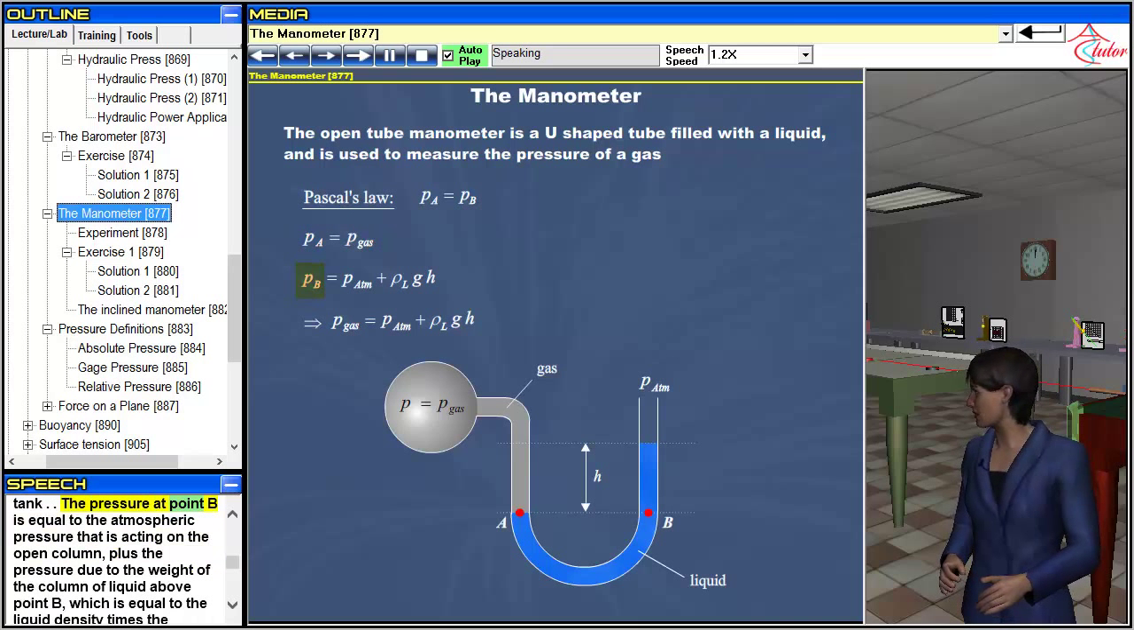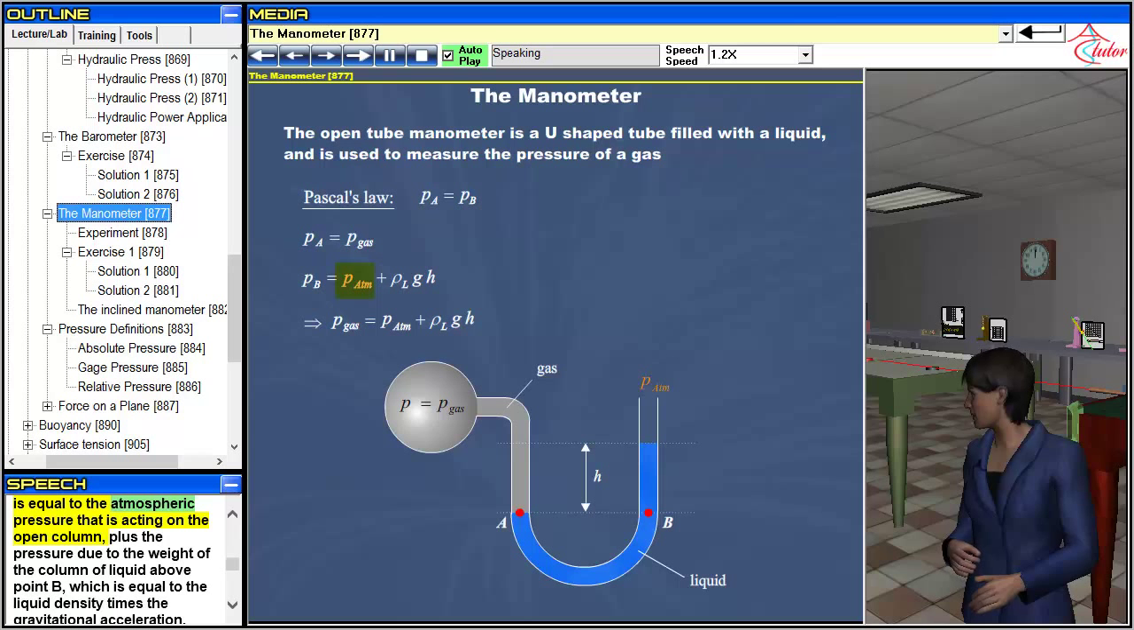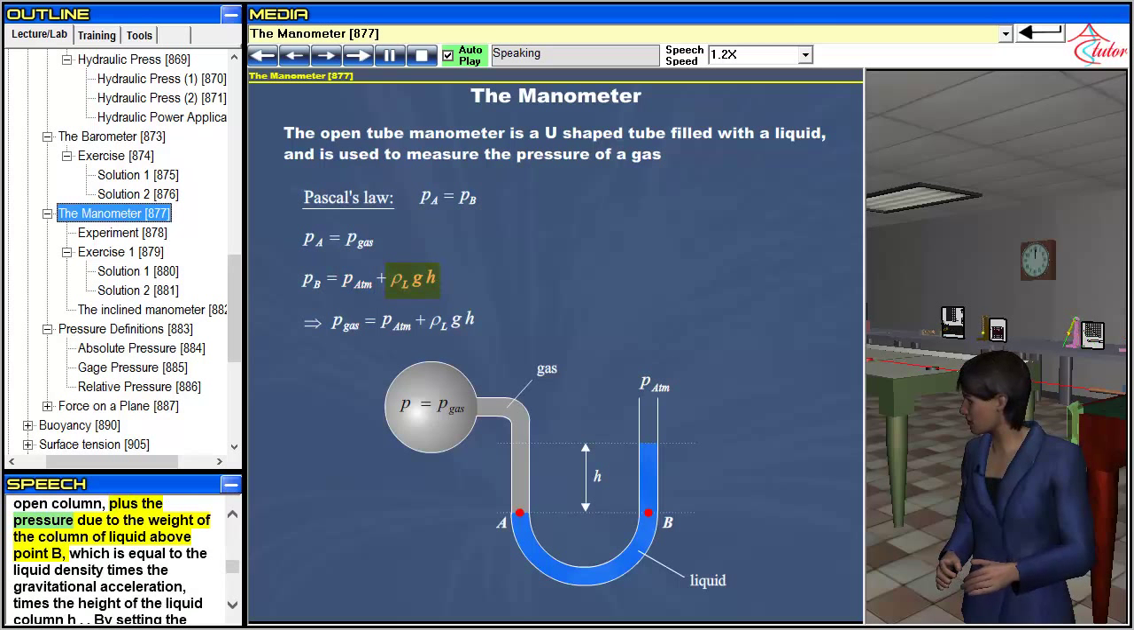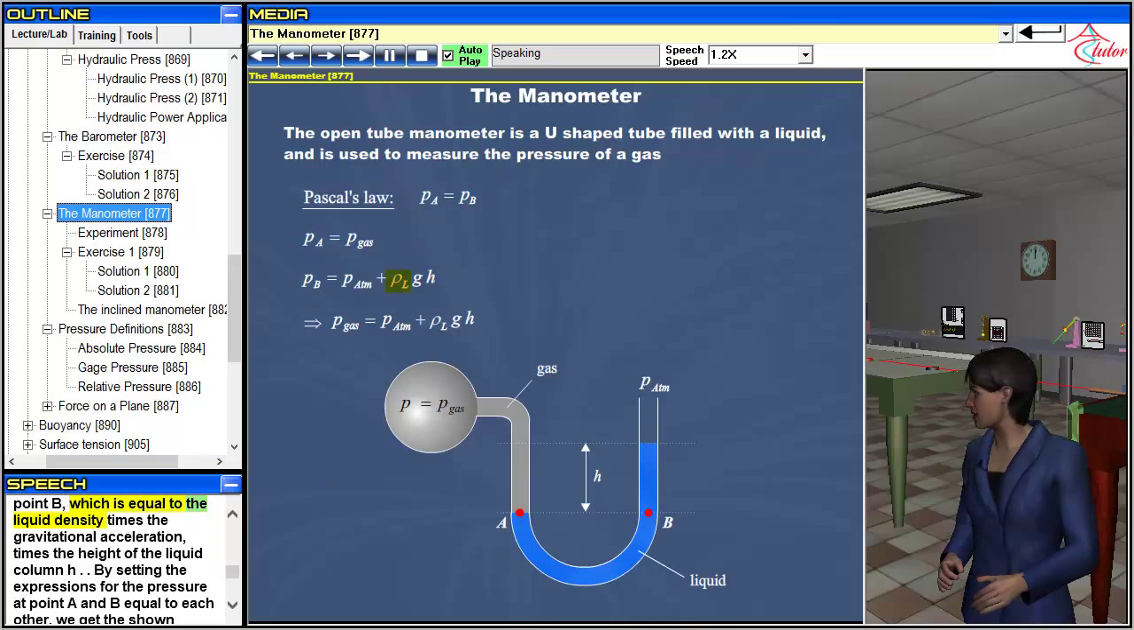The pressure at point B is equal to the atmospheric pressure that is acting on the open column, plus the pressure due to the weight of the column of liquid above point B, which is equal to the liquid density, times the gravitational acceleration, times the height of the liquid column h.